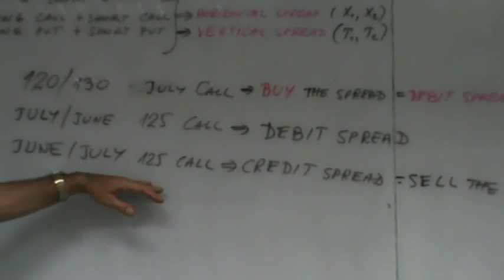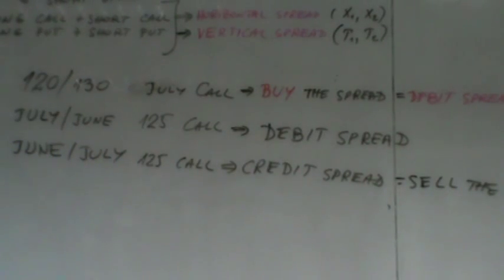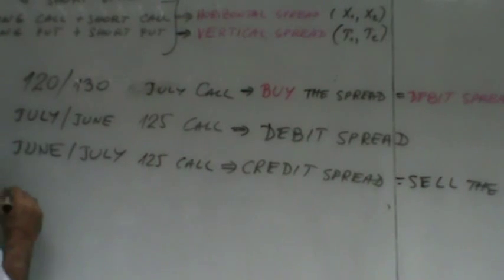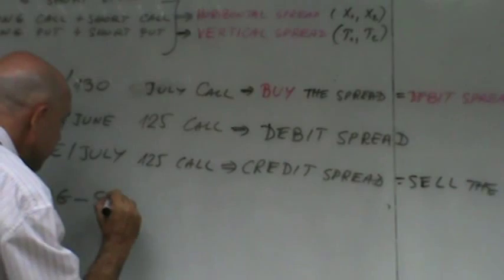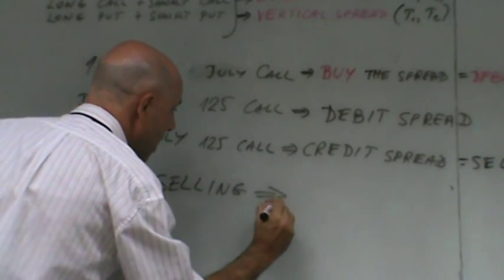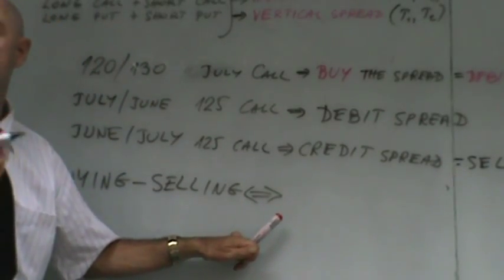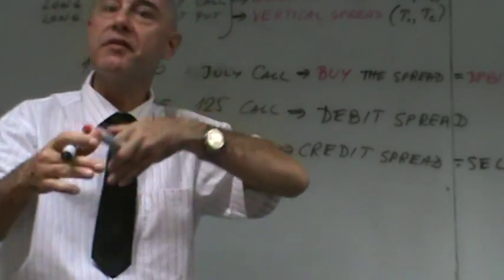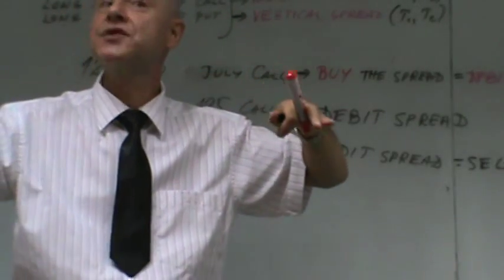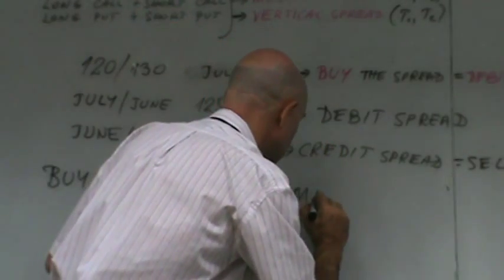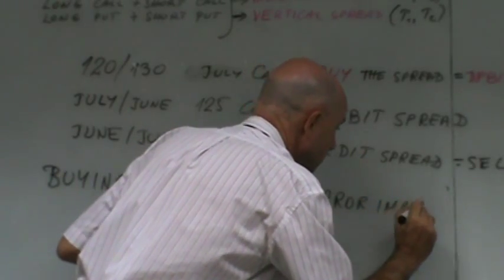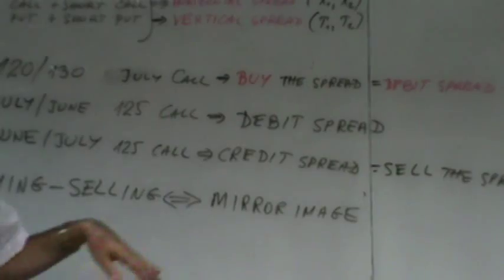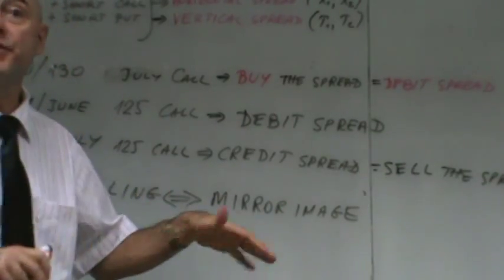So that's the one simple thing. The second simple thing, which is again elementary logic, is that buying and selling are mirror images of each other. Whatever is for buying, the exact opposite is for selling. Everything positive is negative, everything negative is positive. One is the exact opposite of the other. So we can only discuss buying the spread, and then the exact opposite will be true for selling the spread.